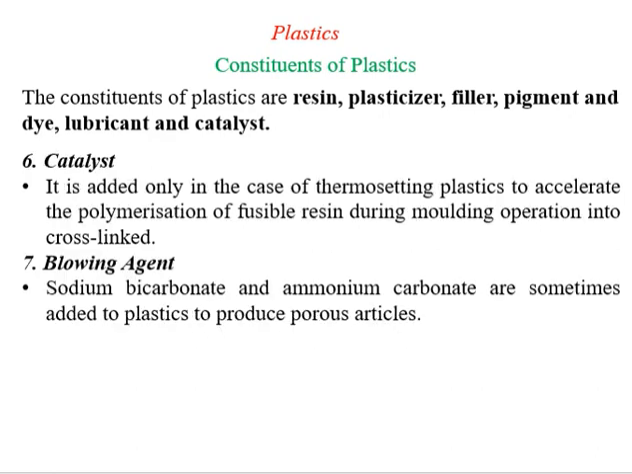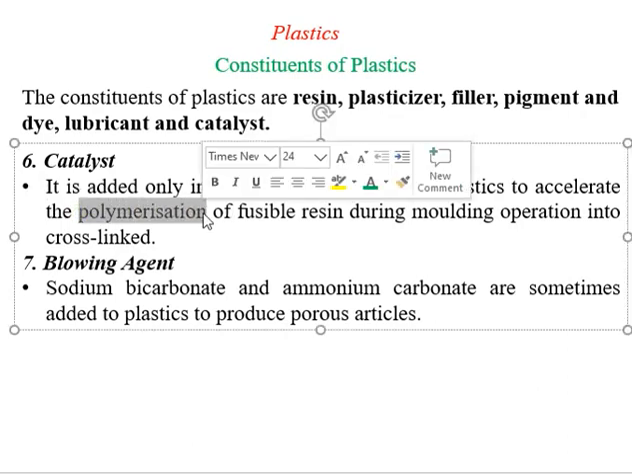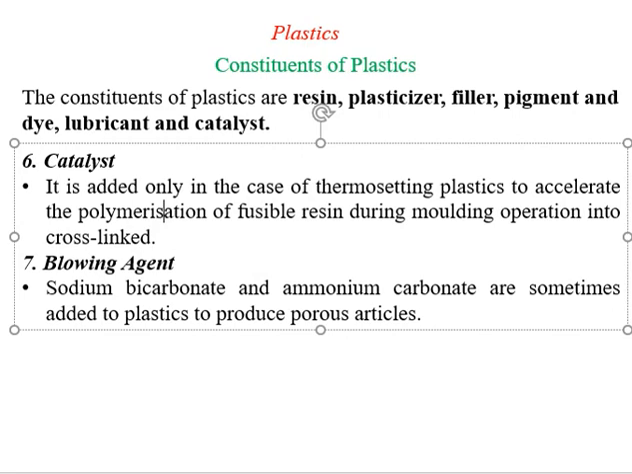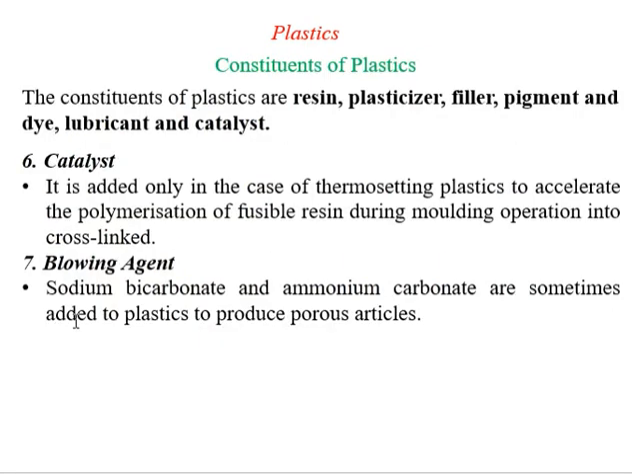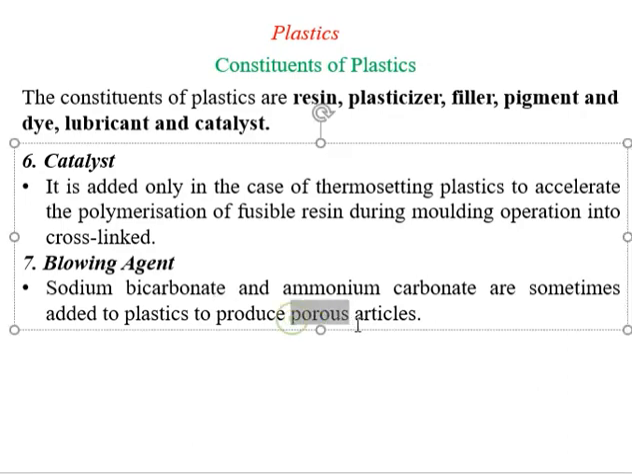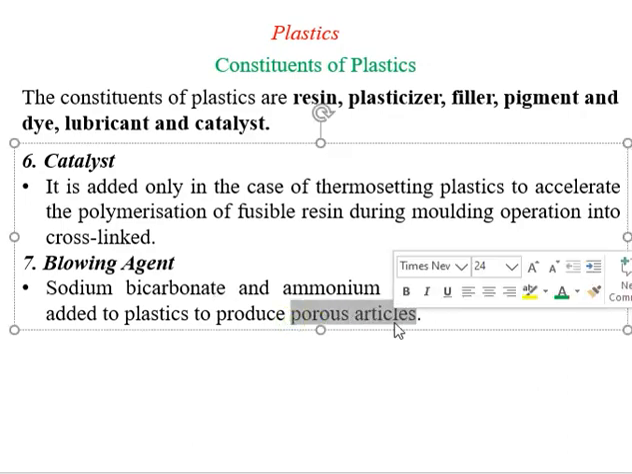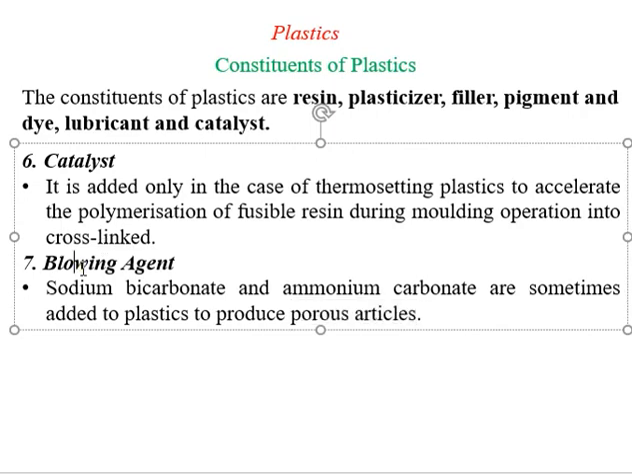Next, we have catalyst and blowing agent. Catalysts are added in the case of thermosetting plastic, and they are used to accelerate the polymerization process, the process by which plastics are made. Next, we have blowing agent. The blowing agent could be sodium bicarbonate, which is used to produce porous articles. Sometimes we require porous plastic, so this gives the porous property to the plastic.